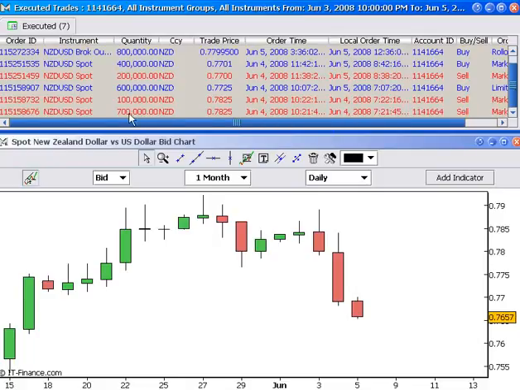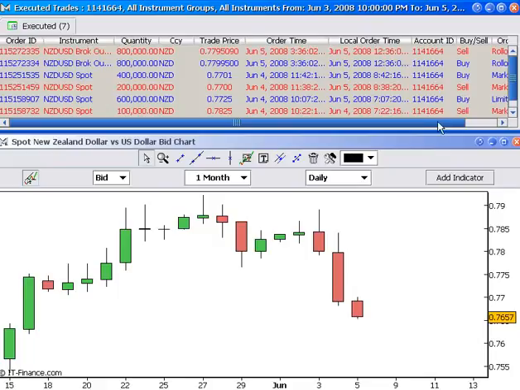The trade was to sell a total of 800,000 New Zealand US at 0.7825. That was my entry, and I then proceeded to cover at 77.25 for plus 100. I then basically scaled out of the position, and I had a couple of rollovers there. That's when the day rolls over.